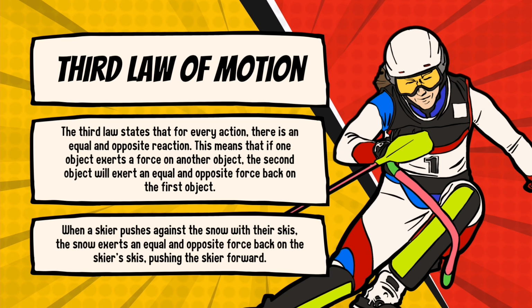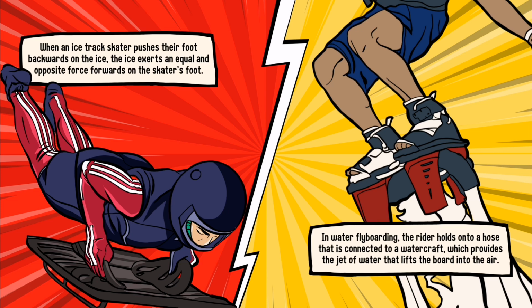When a skier pushes against the snow with their skis, the snow exerts an equal and opposite force back on the skier's skis, pushing the skier forward. When an ice skater pushes their foot backwards on the ice, the ice exerts an equal and opposite force forwards on the skater's foot. In water flyboarding, the rider holds onto a hose that is connected to a watercraft, which provides the jet of water that lifts the board into the air.